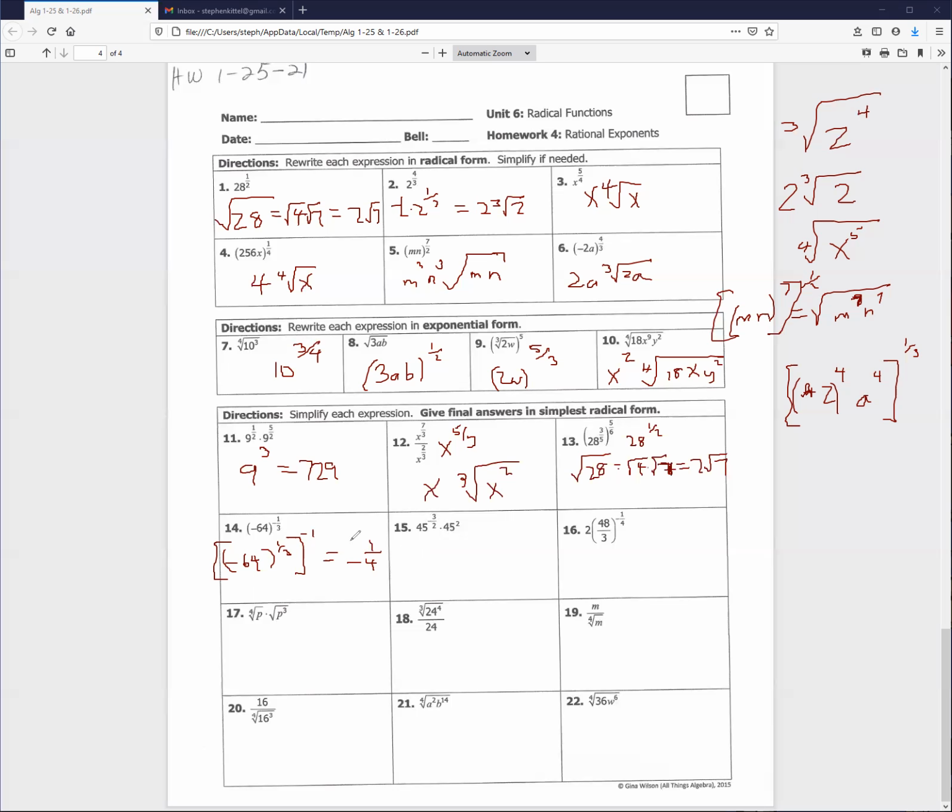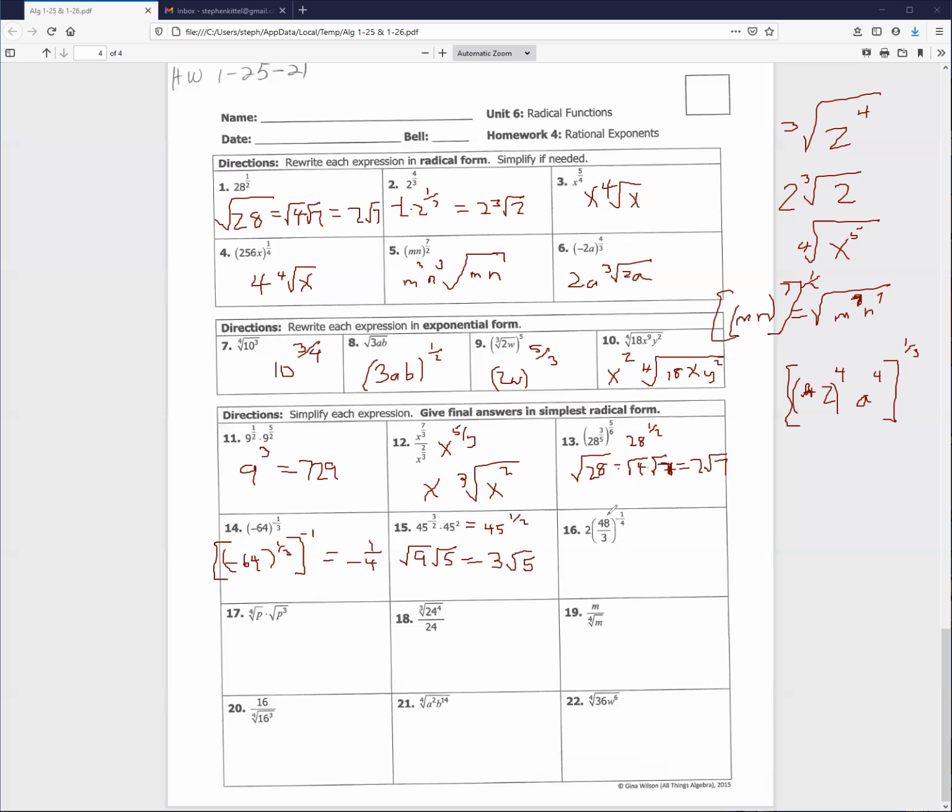45 to the, I think that says -3/2 and not just 3/2. It's a little tricky to tell with the way that this worksheet is written, but -3/2 times 45 to the 2nd, those powers, you're going to add them together using exponent properties and get 45 to the 1/2. All right, so that's square root of 45, which is square root of 9 times the square root of 5, which is 3 root 5.